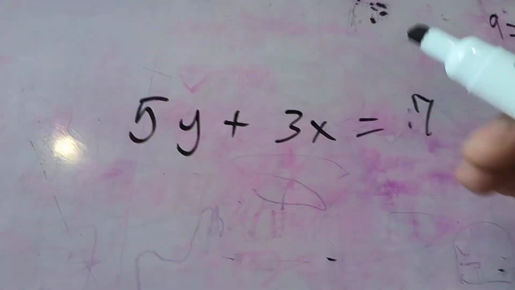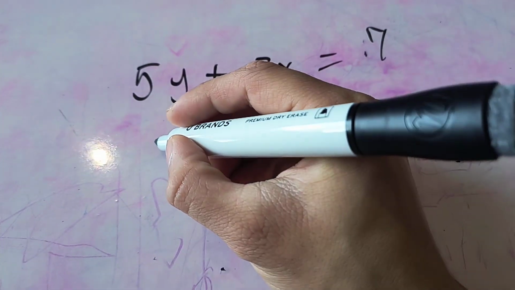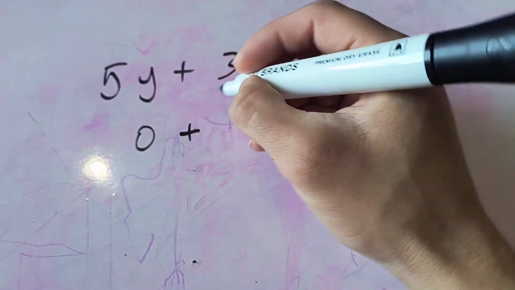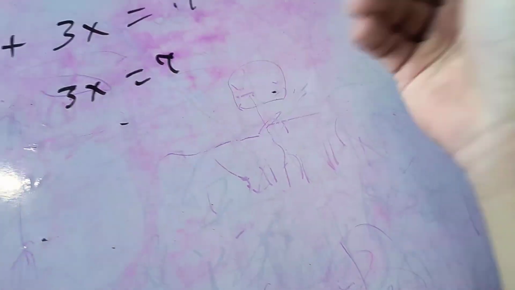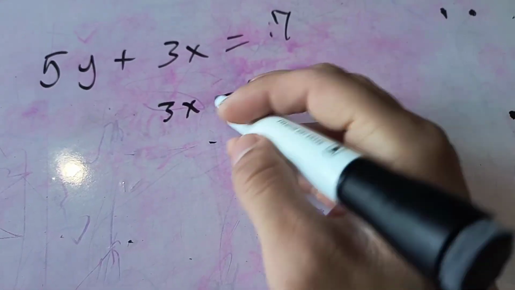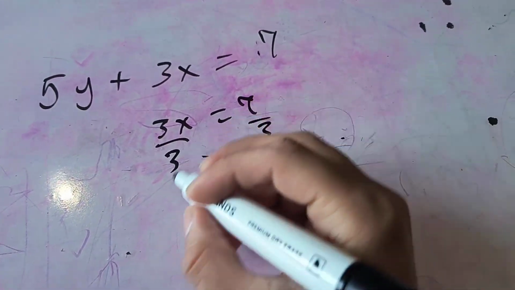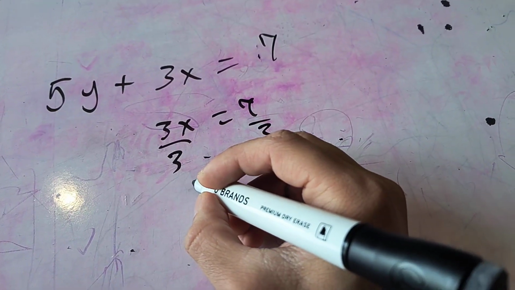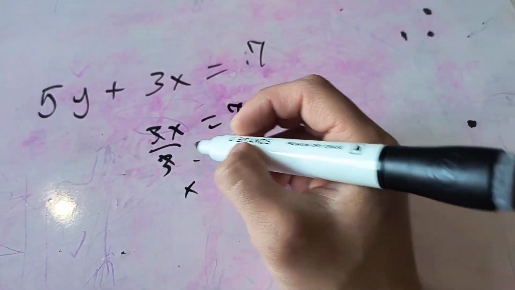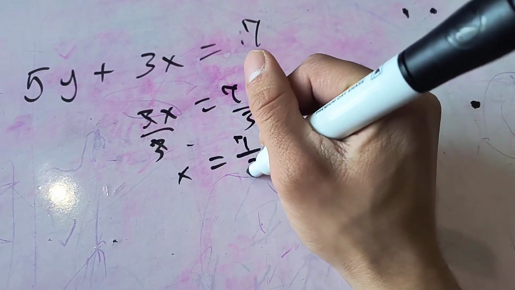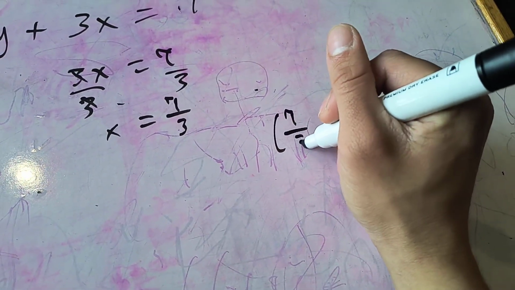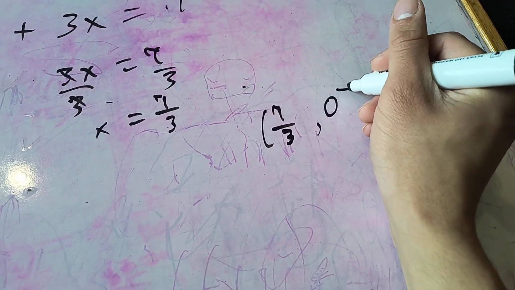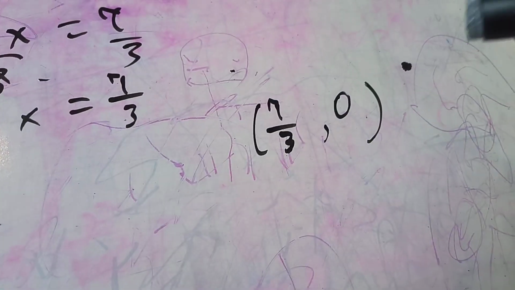So for this equation, we can set y to 0, and 5 times 0 is going to be equal to 0. So we're going to have 0 plus 3x equals 7. Or we could just get rid of this 0 right here. And what we can do is just divide both sides by 3. We're going to get x right here, because these cancel out. And this is going to be 7 over 3. So the x-intercept is going to be at 7/3, comma 0. That's where that x-intercept for that equation is going to appear.